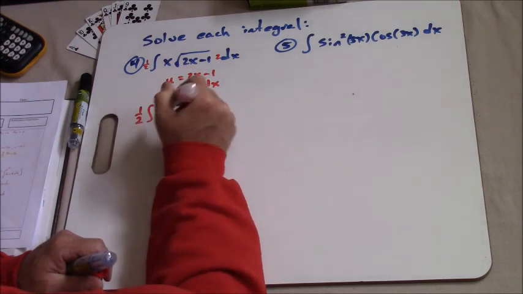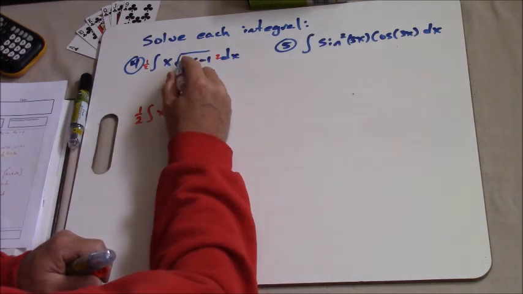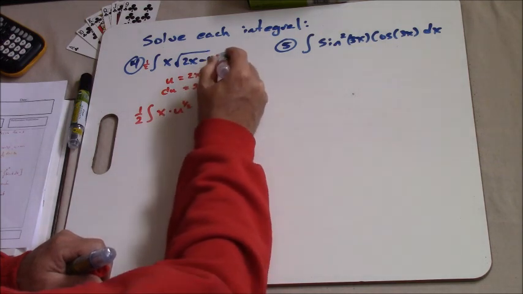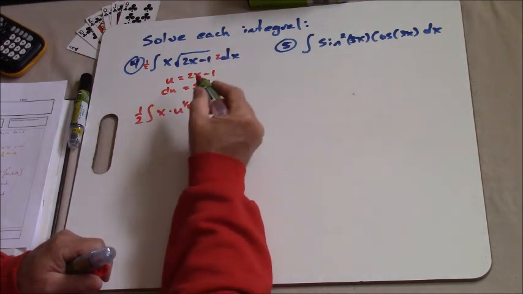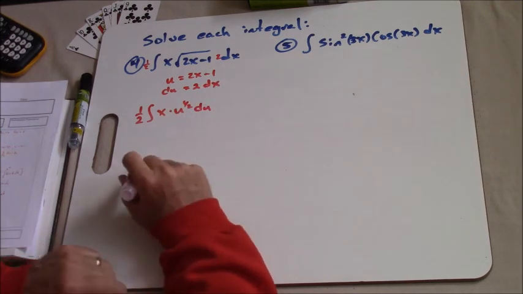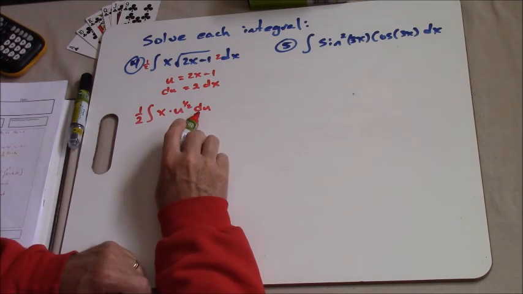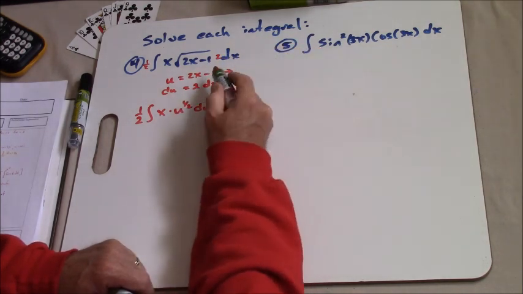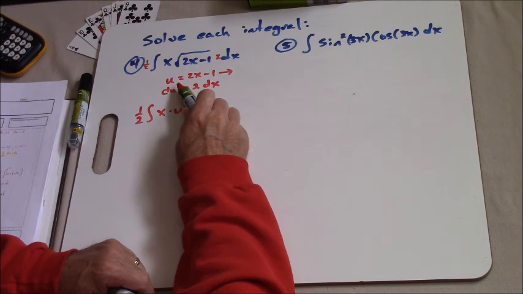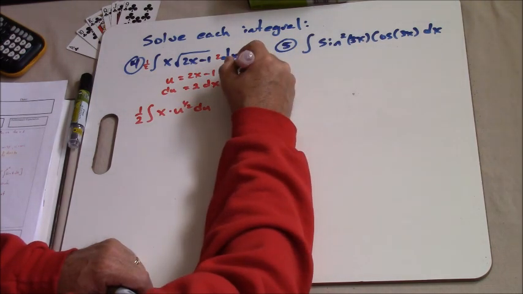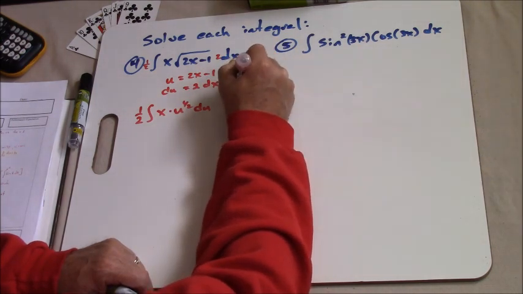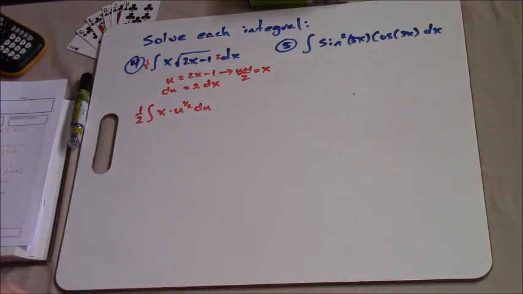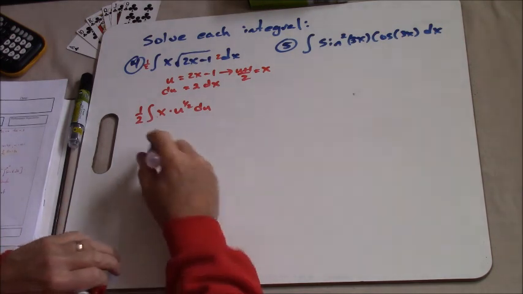I've got this x I'm going to have to deal with. This will be u to the 1/2, and then 2x is equal to du. So I still have to get rid of that x. Everything has to be in terms of u. And so what I'm going to do is take this and say if I move that 1 to the other side and add it, and then divide by 2, I've got u plus 1 over 2 is equal to x. And so I'm going to put that in place of this x right here.